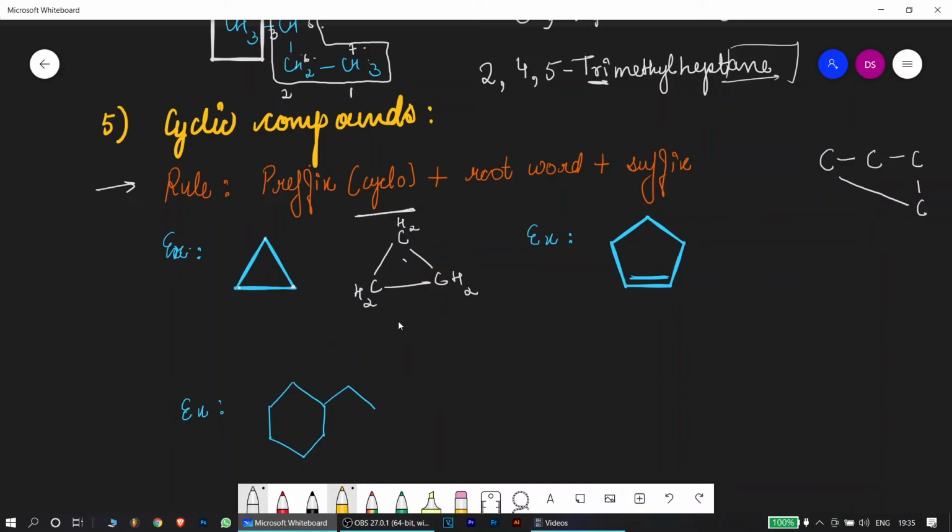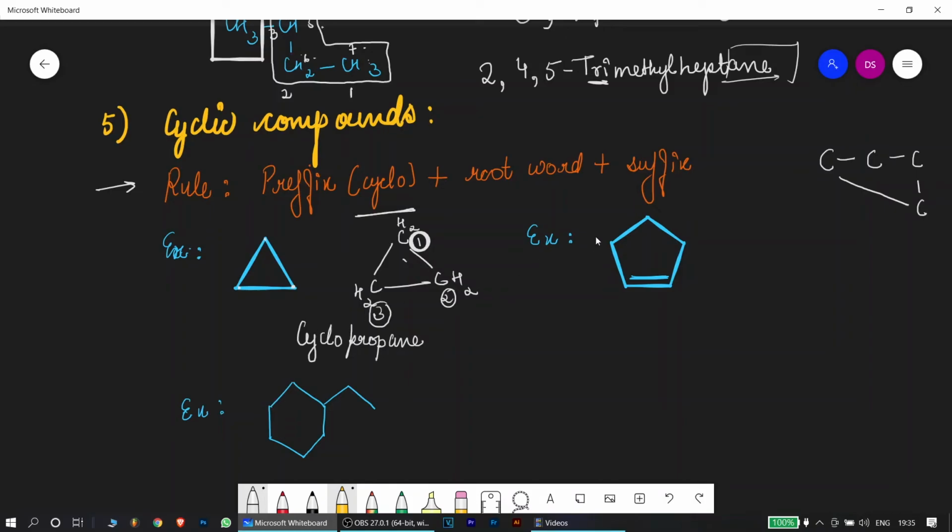Okay, now how are you going to name it? So first you can start with the numbering 1, 2, 3, right? So there are 3 carbon atoms. So first you're going to use the prefix cyclo, then for 3 carbon atoms, prop, and then it is saturated, so ANE, propane. So cyclopropane is the name of this one.